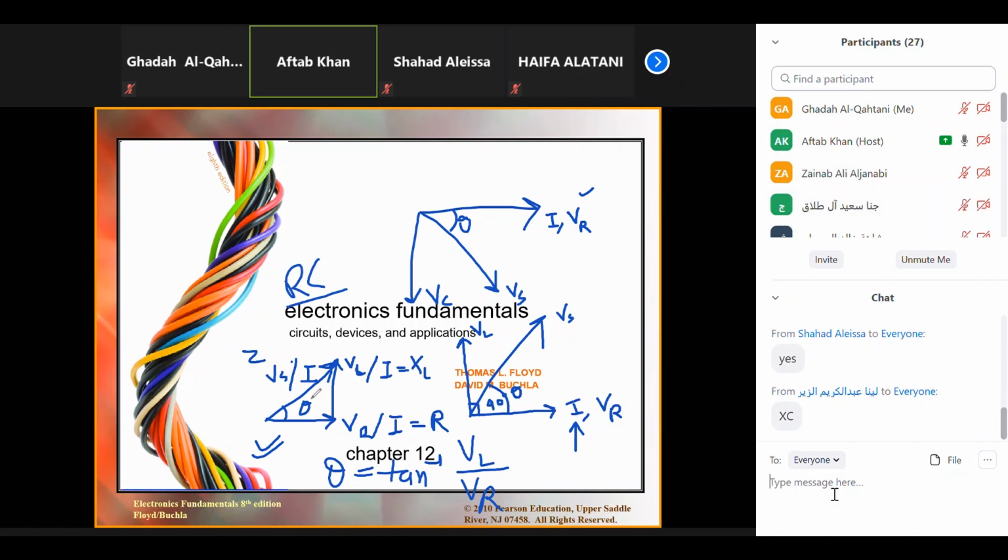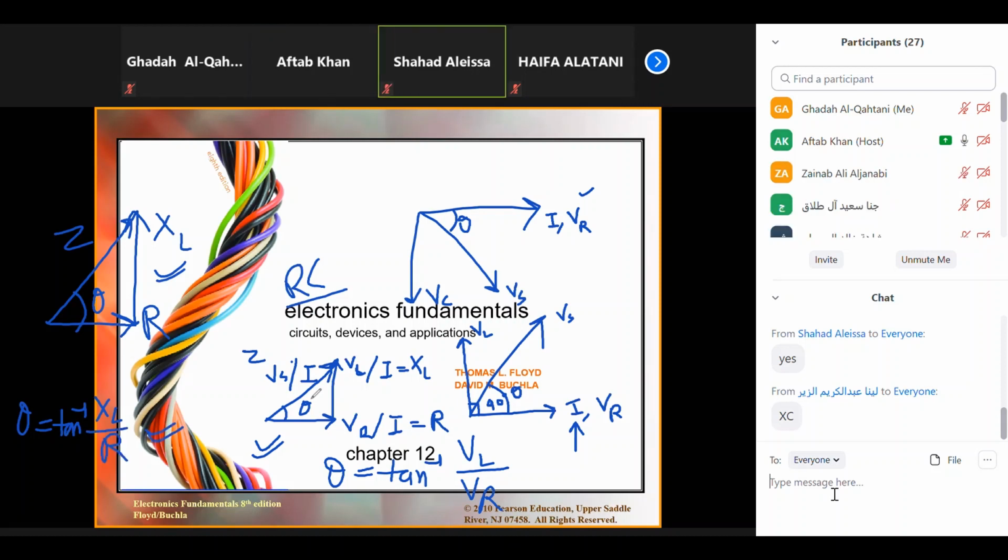So we can also draw the impedance phasor diagram. Here it is going to be R, as you said, this is XL, this is Z, and this is theta. That's it. Girls, can I also find theta here in terms of XL and R? Theta is equal to tan inverse XL over R.